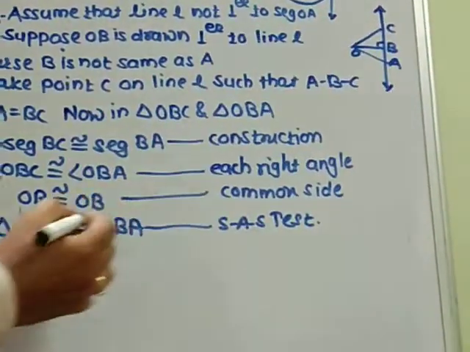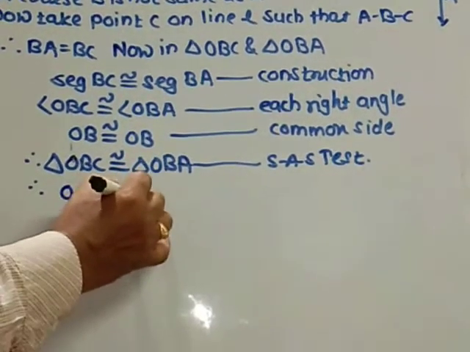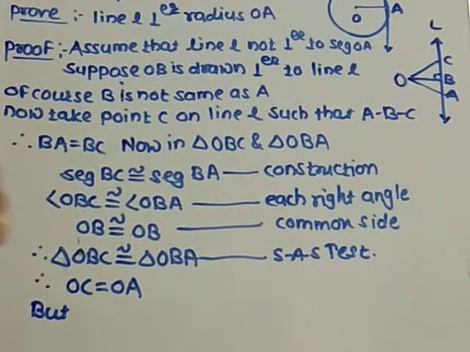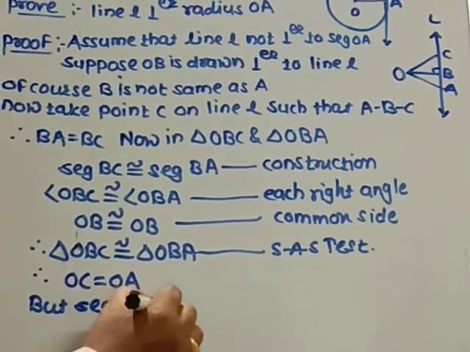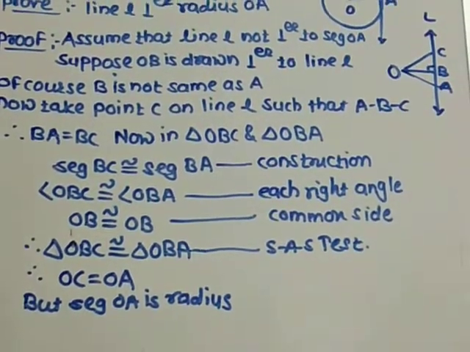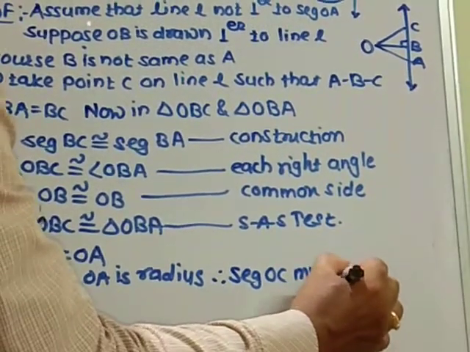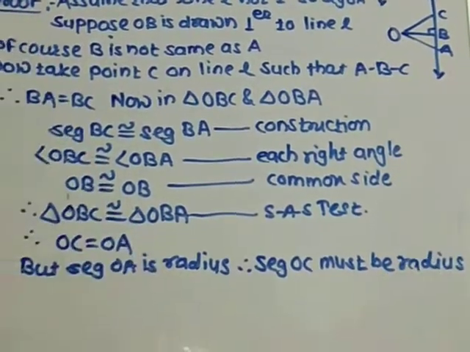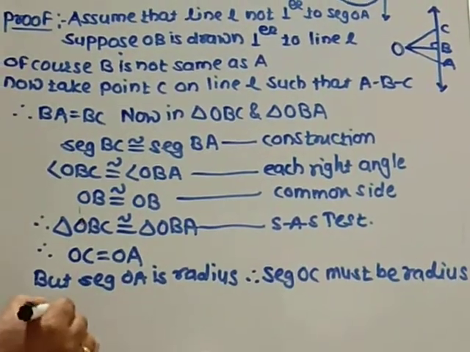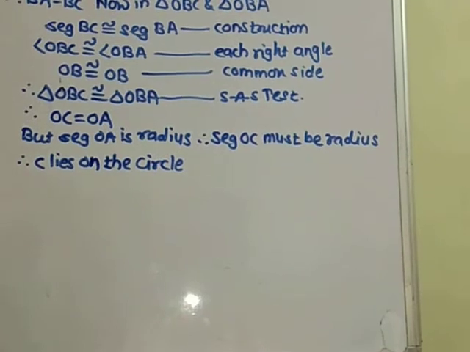Therefore OC is equal to OA. Clear? But segment OA is a radius, so segment OC must also be a radius. Therefore C lies on the circle.